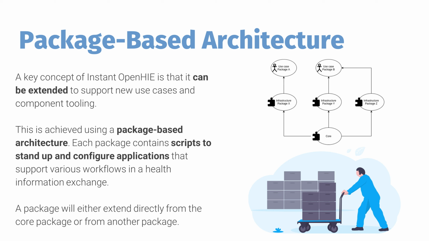Instant OpenHIE comes bundled with a set of core packages, but it is designed to be extensible with the support for adding third-party packages. New packages must either extend directly from the core package or from another existing package. Packages can be one of two different types: an infrastructural package or a use case package. Infrastructural packages set up and configure one or more applications, but they aren't configured for any particular use case. Use case packages, on the other hand, configure applications so they can work together to support the health information exchange workflows of a particular use case.